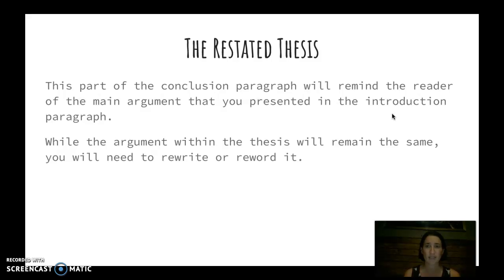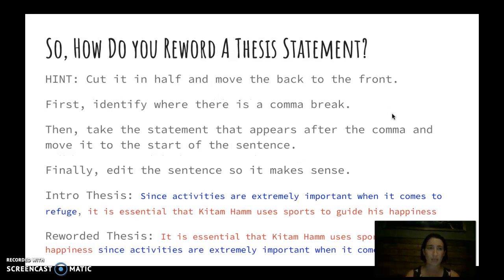The restated thesis is going to remind the reader what your main focus was. So that end of your introduction paragraph, you'll notice when we did the introduction paragraph, the triangle pointed downwards, and this time it's pointing upwards. So the thesis is kind of the same idea, you're just rewording it. How's that going to look?